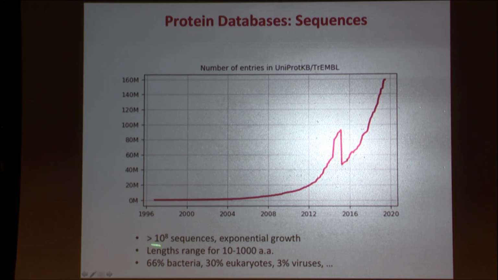So the number of sequences is getting very large with time. The length of these sequences, as I said, ranges from 10 to, let's say, 1,000 amino acids. And they come from all possible organisms: bacteria, eukaryotes, viruses, and so on. Many of these sequences are probably related, from different species, and very similar to each other.